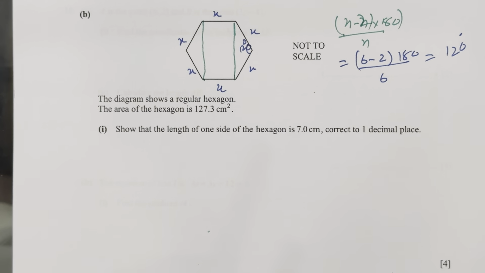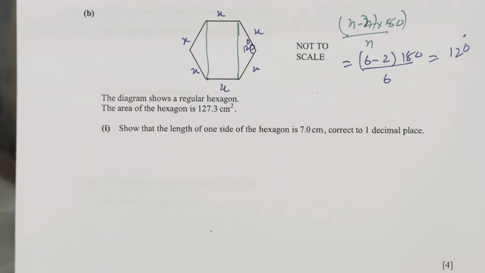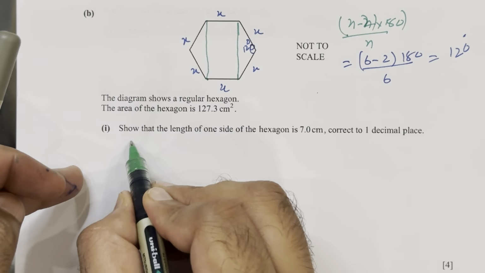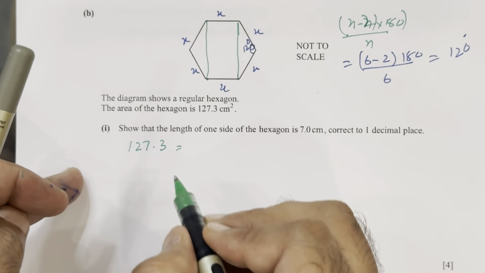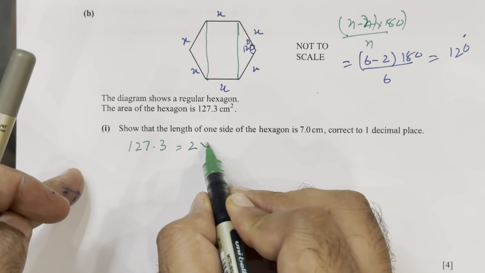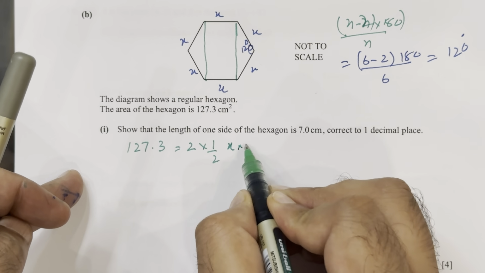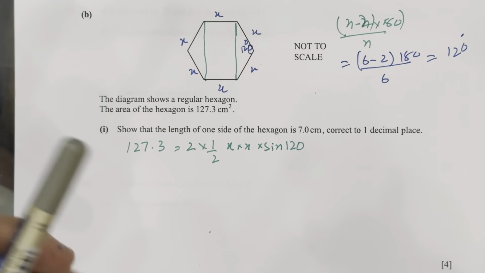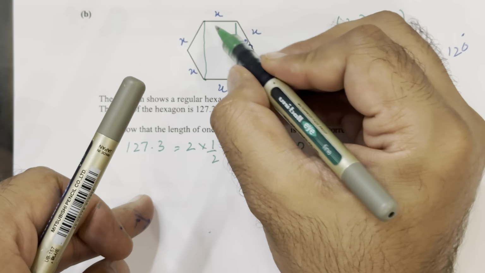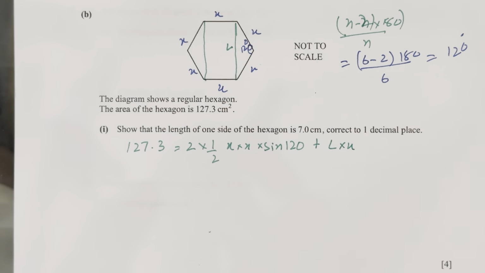Okay, you have to find this angle, and we know we have the total value of the area. Area is equal to 127.3. This triangle is also here, so there are two triangles of it. So 2 into 1 over 2 x into x into sine 120. And this shape, if we say that this is L, so it should be equal to L multiplied by x, length into breadth. Okay.